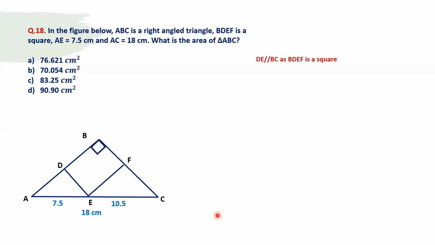Now, DE is parallel to BC, right? So this DE is parallel to BC. Why? Because this BDEF is a square. So in a square, two sides are parallel to each other. So DE is parallel to BF. So automatically DE becomes parallel to BC also. So DE is parallel to BC.